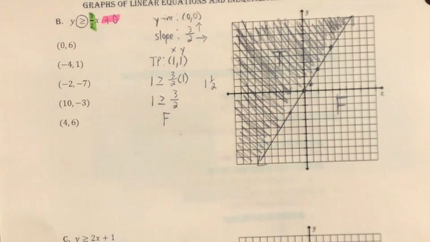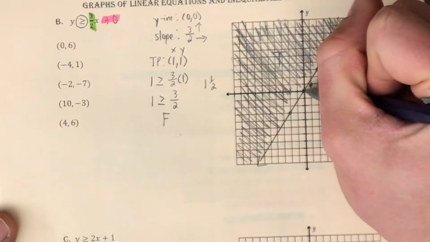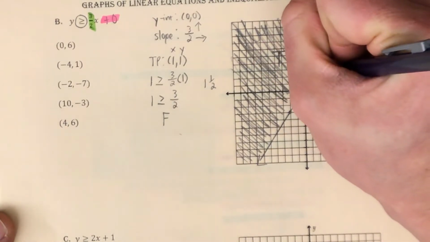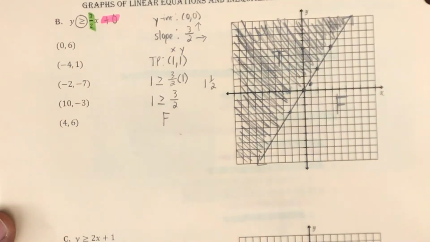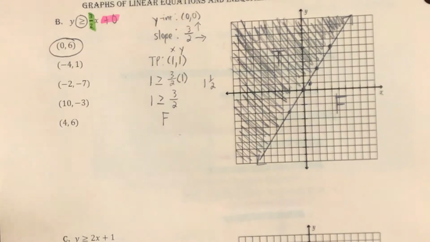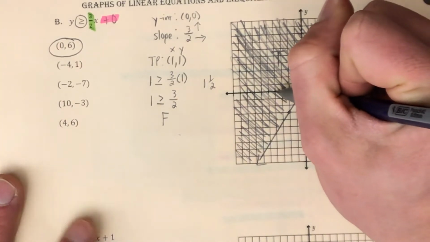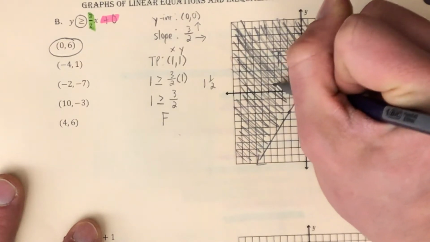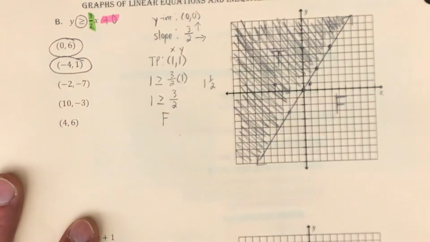The last thing we need to do is check each ordered pair to see which ones are solutions. So 0, 6: start at the origin, don't move left or right, but move up 6. So 1, 2, 3, 4, 5, 6. That falls in my shaded region, so it is a solution. Then negative 4, 1: back to the origin, go left 1, 2, 3, 4, up 1. Again, that falls in my shaded region, so that is a solution.